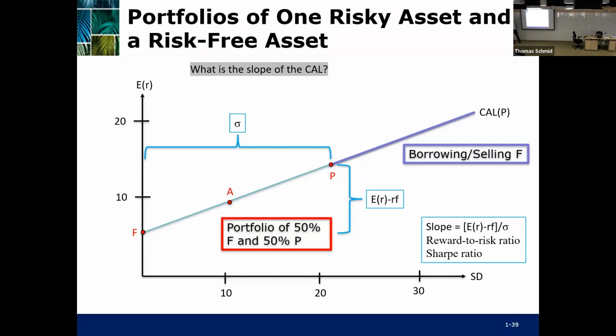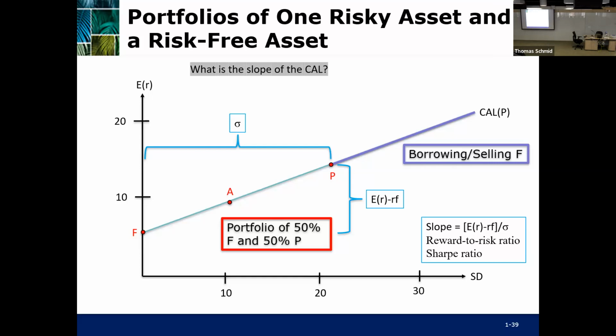I mean, two more questions, okay? First, what is the reward to risk ratio for P, A, and F? Which one has the highest reward to risk ratio? They all have the same, right? All points, all portfolios in this investment universe, all of them have the same reward to risk ratio.